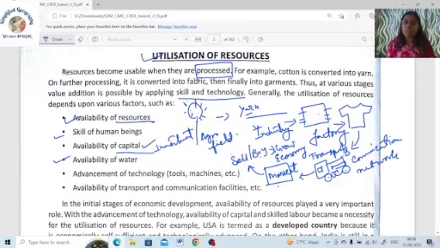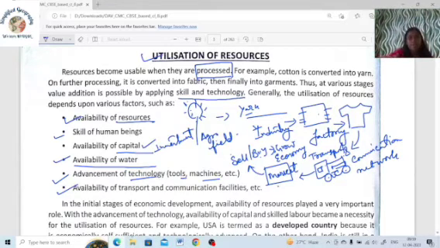Then comes the availability of water. Water availability is needed in all types of industry. Advancement of technology, tools, machineries, availability of transport and communication facilities, etc. These things I have explained with this schematic diagram. Sit with the books and copy it so that you can write it as well. And this is how, if you are learning with a mind map, it will be easy for you and you don't have to memorize everything.